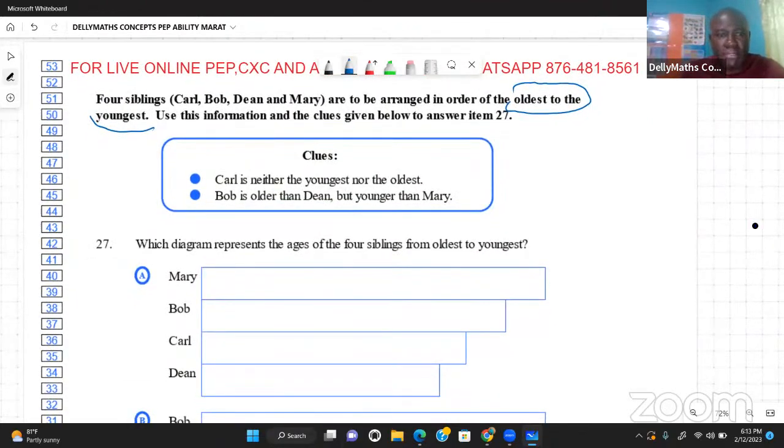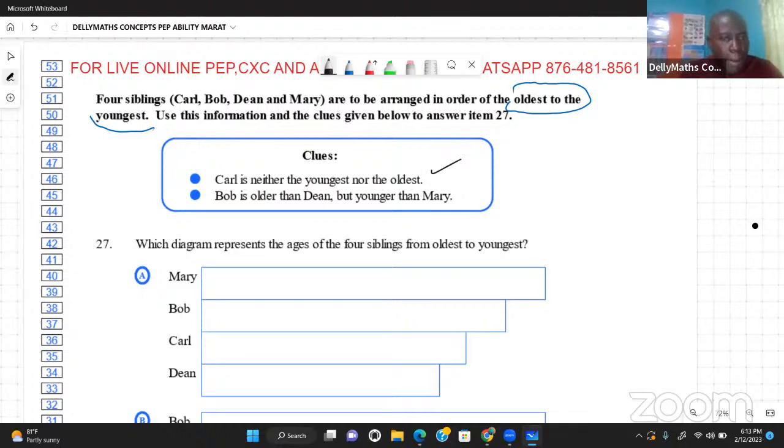Now, there are some clues that we have here. Carl is neither the youngest nor the oldest. In other words, I'm not going to have Carl at the end. So if I'm seeing any arrangement with Carl at the end, it is incorrect, because Carl is not the youngest and Carl is not the eldest, right? So we are making note of that.